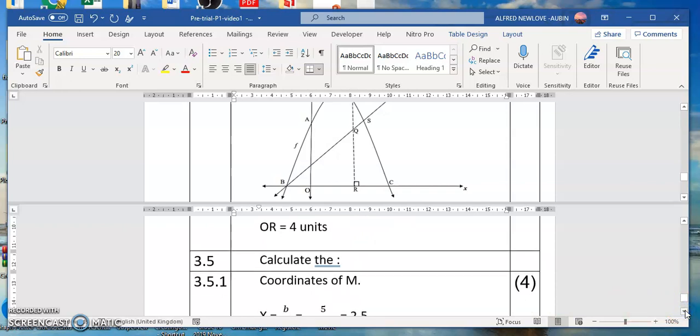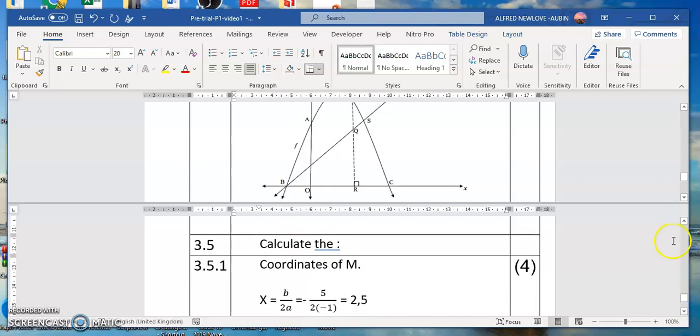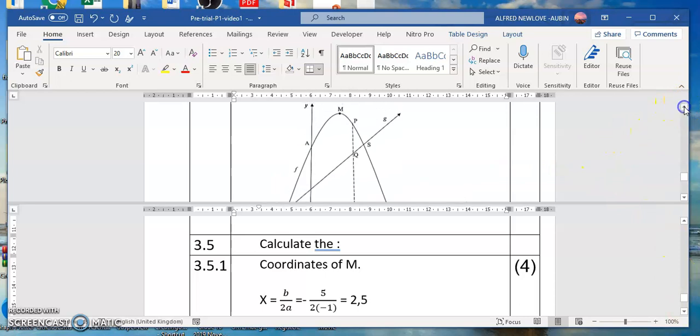Calculate the coordinates of M. Let's check. Where is M? M is the turning point of F. So we can get the x value of M, which is b over 2a. It's supposed to be minus b over 2a. There should be a minus here. Minus b over 2a.